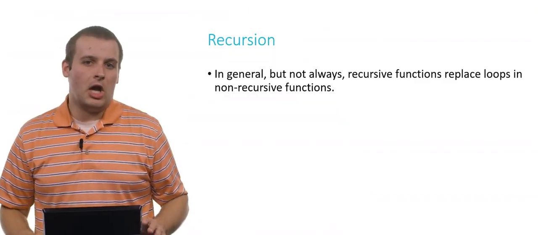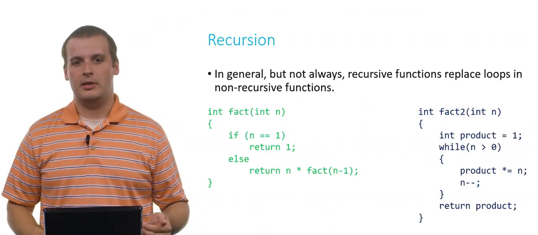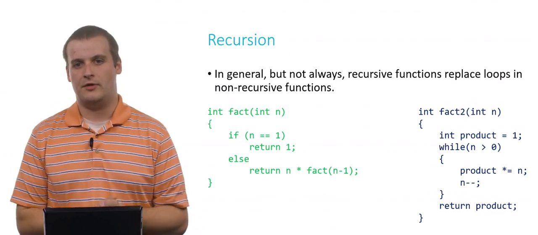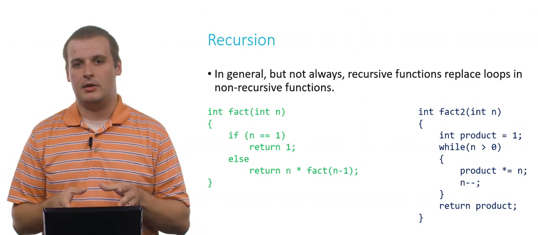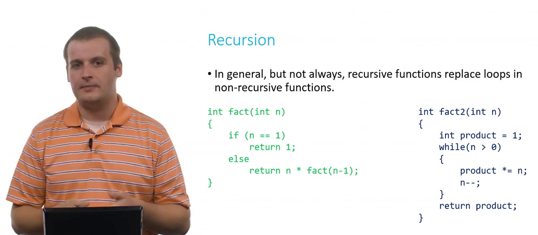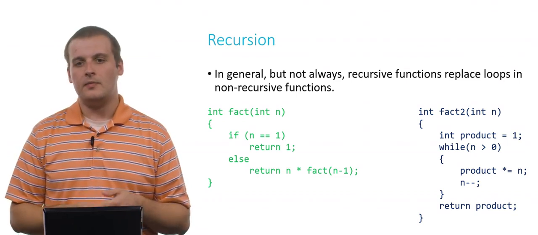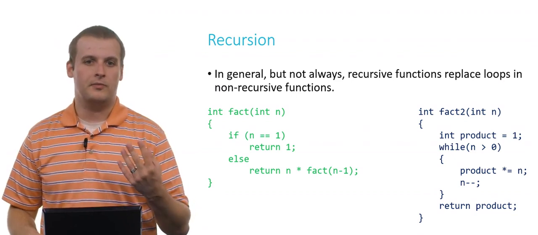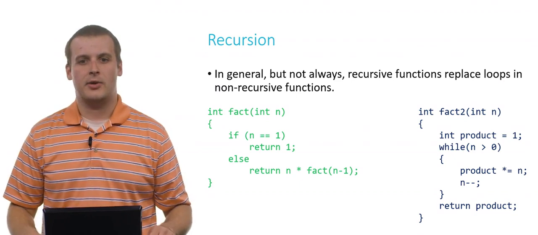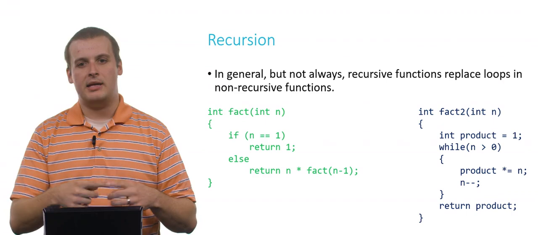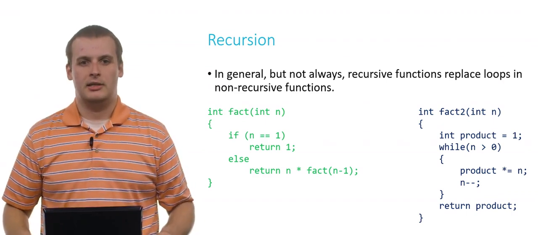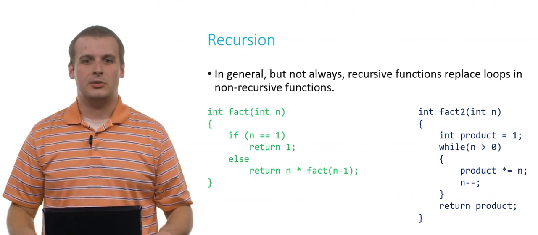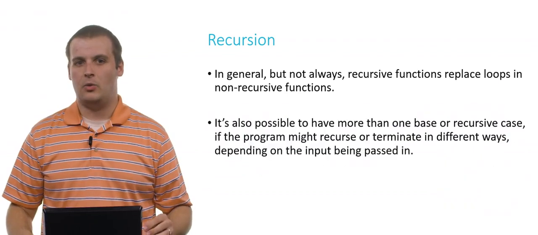So in general, but not always, a recursive function can replace a loop in a non-recursive function. So here, side by side, is the iterative version of the factorial function. Both of these calculate exactly the same thing. They both calculate the factorial of n. The version on the left uses recursion to do it. The version on the right uses iteration to do it. And notice we have to declare a variable, an integer product, and then we loop so long as n is greater than 0. We keep multiplying that product by n and decrementing n until we calculate the product. So these two functions, again, do exactly the same thing, but they don't do it in exactly the same way.